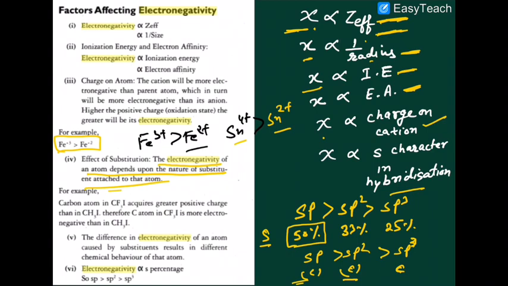So I am repeating once more, the greater the effective nuclear charge, the greater the electronegativity. Or I can say, the greater the effective nuclear charge, the greater the ionization enthalpy, the greater the positive charge, the greater the s character, and the greater the electron gain enthalpy, then in all these cases electronegativity will be more. Only in one case, that is radius: if the radius is less, electronegativity is more. So you have to memorize these things very importantly.